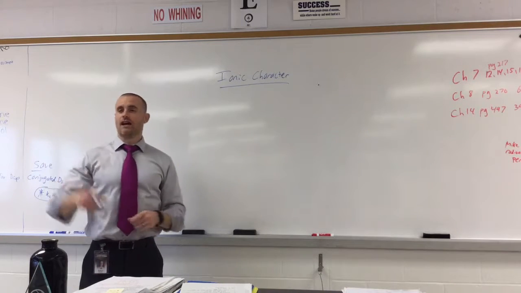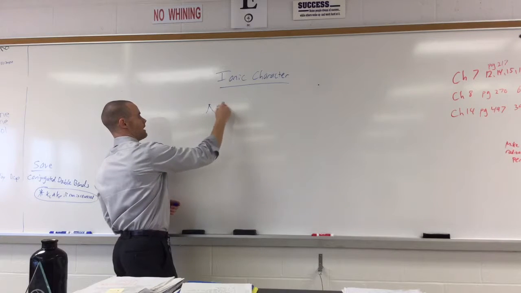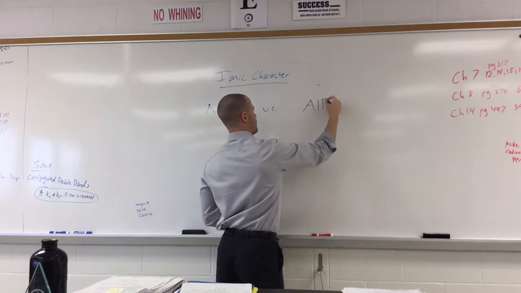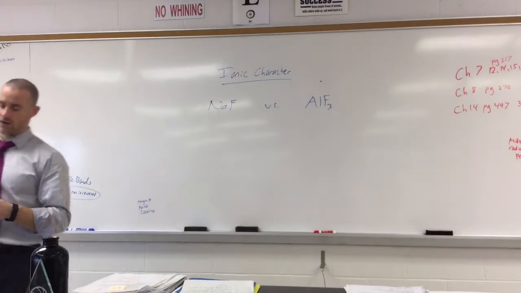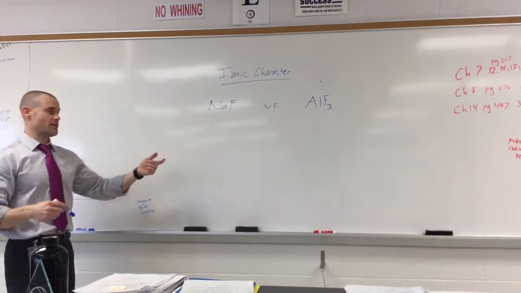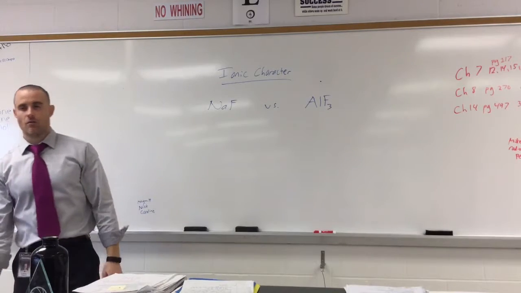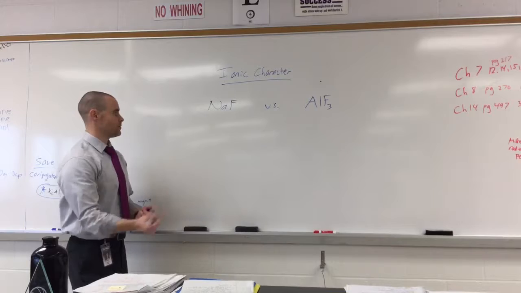Ionic character, write it down. How do we find ionic character? We subtract electronegativities. If we take NaF versus, let's say, AlF3, I want to know which one has greater ionic character. I look up their electronegativities. So, somebody look up Na for me on table S. What is the electronegativity of Na? Someone look up F, someone look up Al.